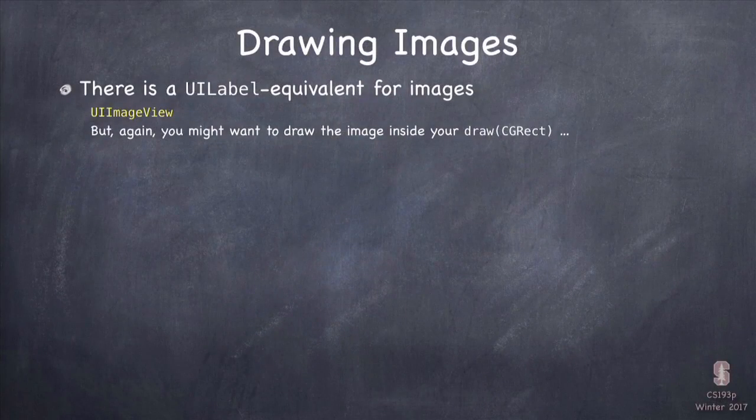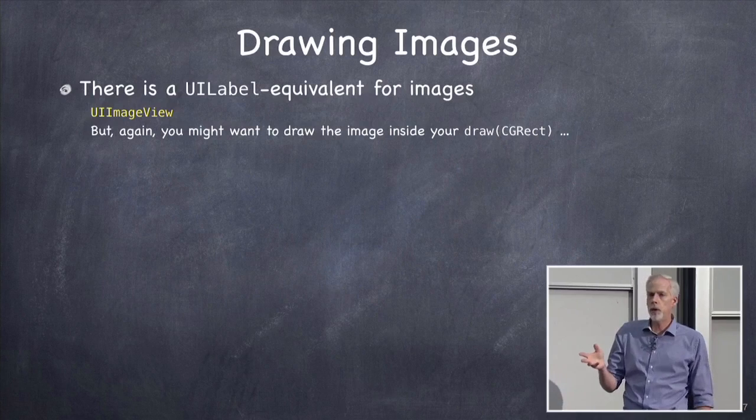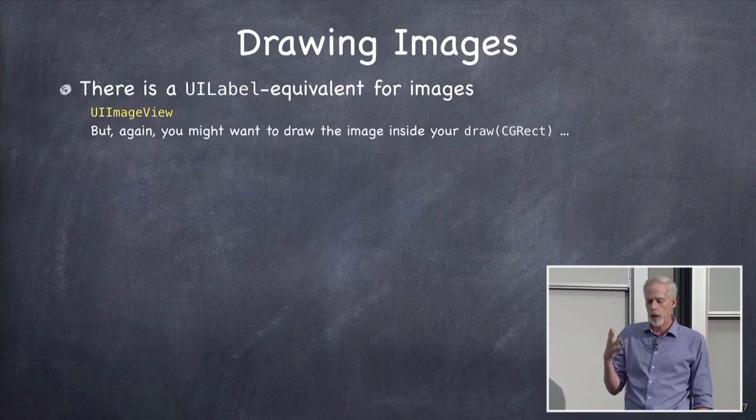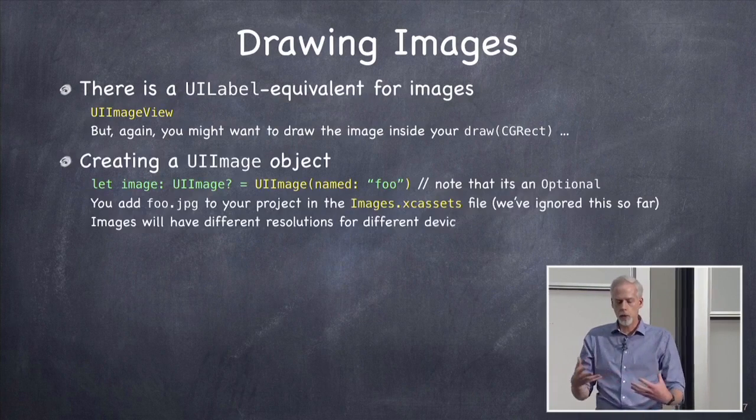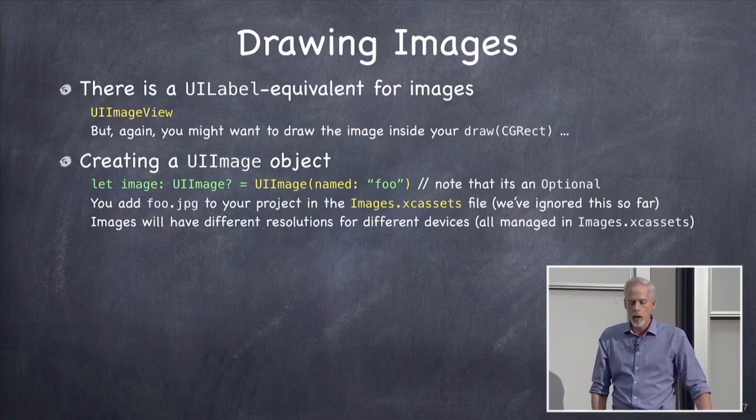How about drawing images? Again, we have a thing like UILabel. It's called UIImageView, and you could just make an image be a subview of your view if you wanted to have an image in there. But again, sometimes you want to be able to control that in your draw rect.